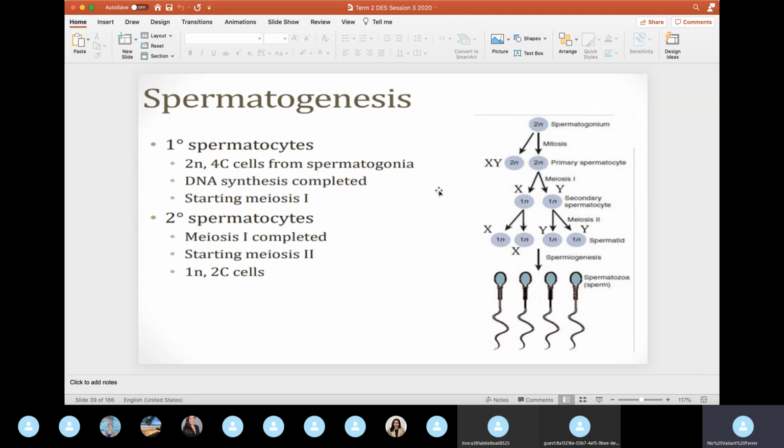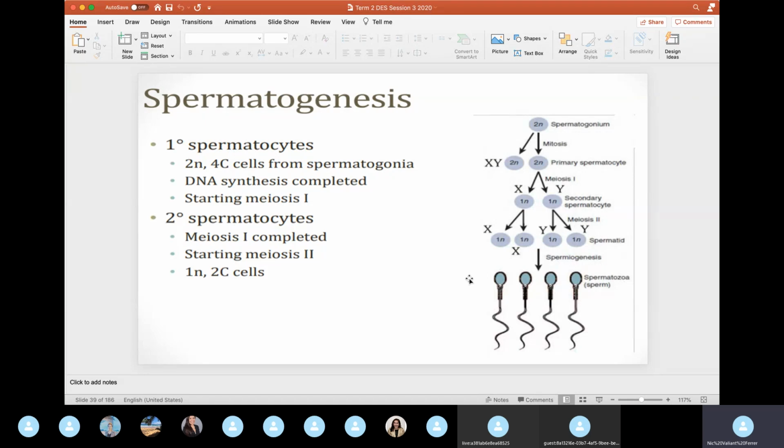Spermatogenesis. First, you have spermatogonium. Spermatogonium, it undergoes mitosis to form the primary spermatocyte. So the primary spermatocytes, during this phase, the DNA synthesis is completed. You are starting meiosis 1. So you undergo meiosis 1 and you form secondary spermatocytes. After the formation of secondary spermatocytes, you do another round of meiosis, meiosis 2, to form your spermatids. And then you have the process of spermiogenesis to form your spermatozoa.